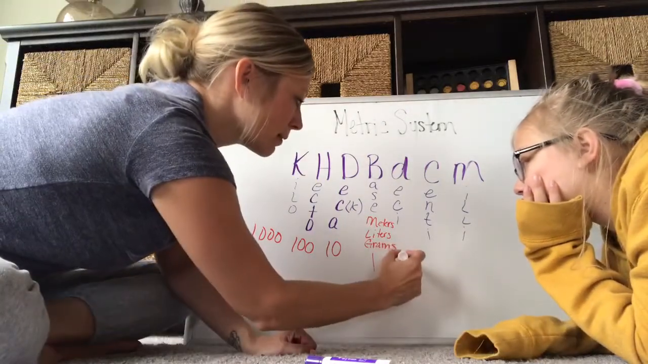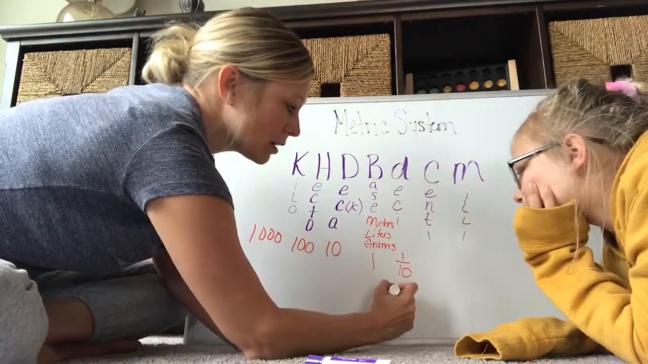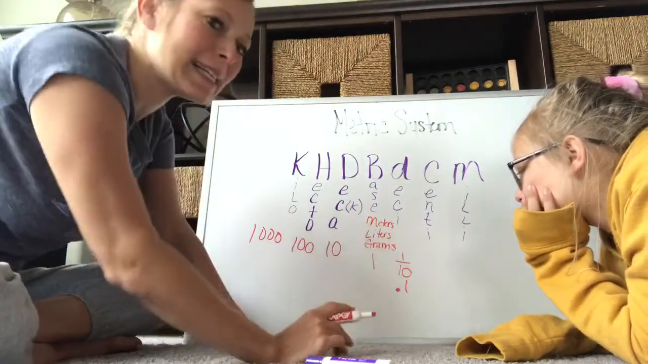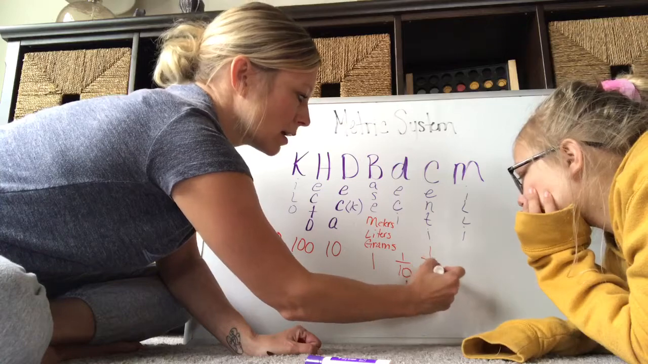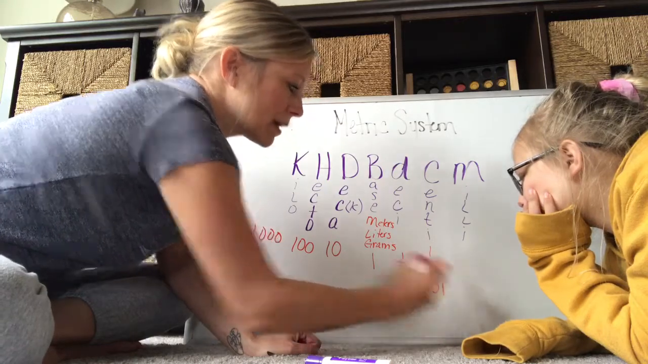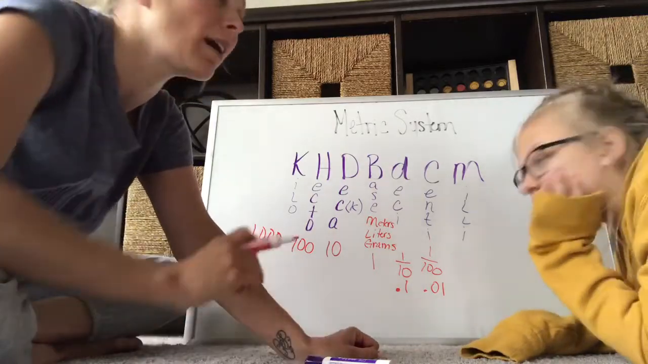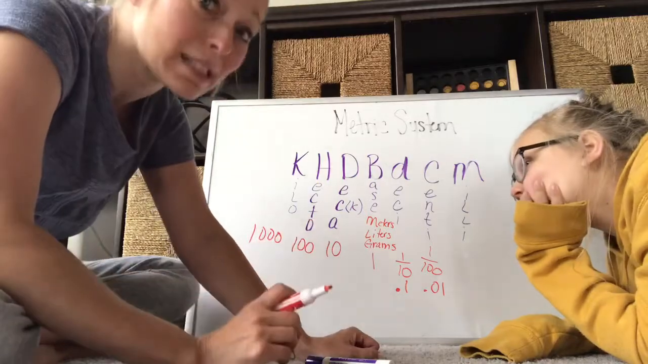1/10. So we could write it as a fraction, like we've done in expanded notation, or a decimal. Okay, what about a centi? 1/100. Or we can write it as a decimal. Centi means 100. Like there's 100 years in a century. There's 100 cents in a dollar. There's 100 legs on a centipede.